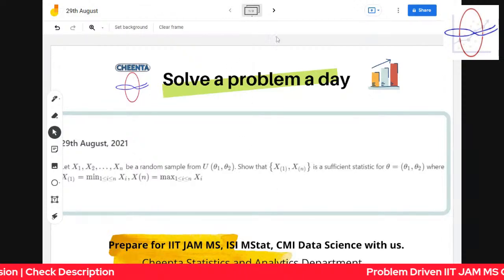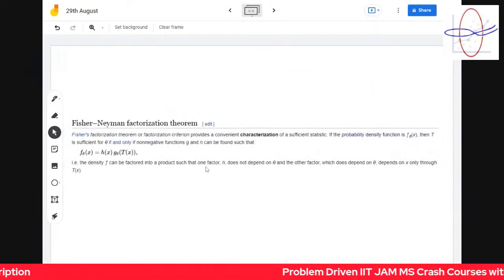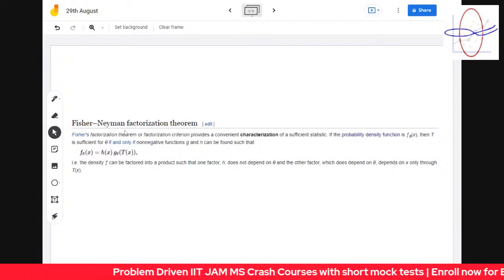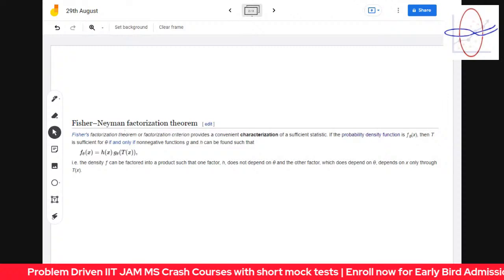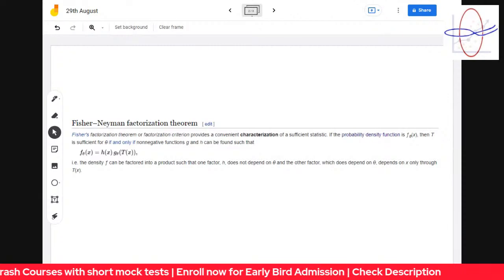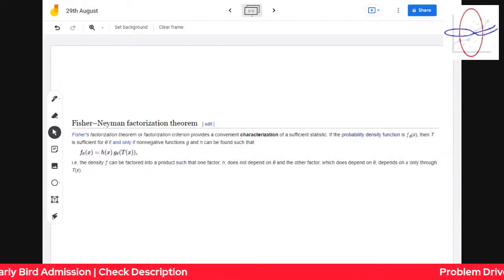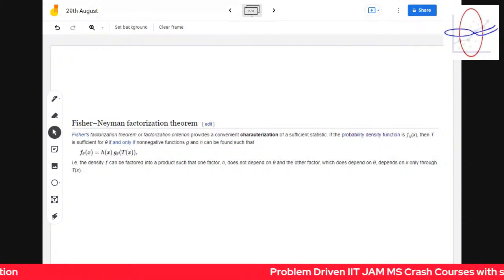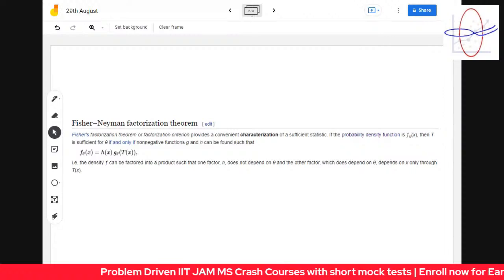Perfect. So let's understand how to solve this problem. We need this idea of the Neyman factorization theorem, which gives a characterization of the sufficiency principle. I have taken a screenshot from Wikipedia. So what is the result we are going to use? Just give me a minute, my tablet is not working. Let's check.